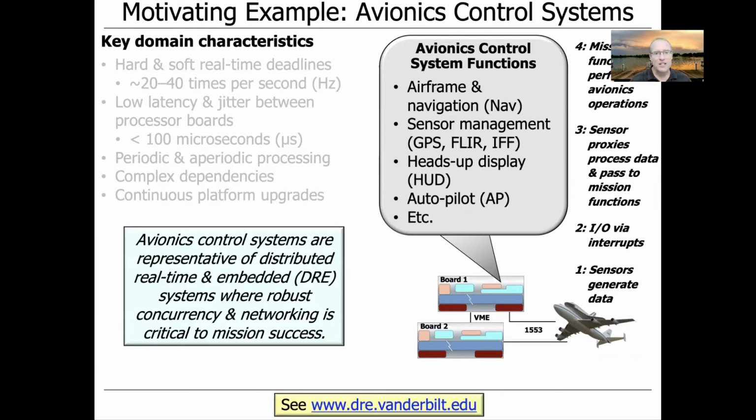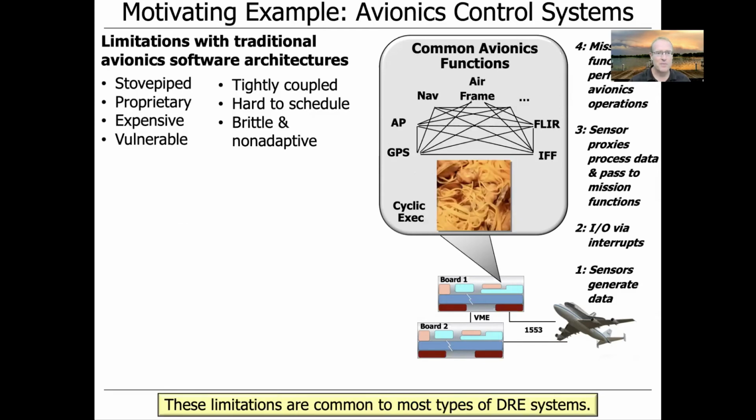So these avionics control systems are representative of distributed real-time embedded systems, or DRE systems, where robust and dependable and predictable concurrency and network capability is crucial to mission success. And if you take a look at the link at the bottom of this page, you'll see that I've done research on these topics for the past 3 decades at various universities and in conjunction with various companies.